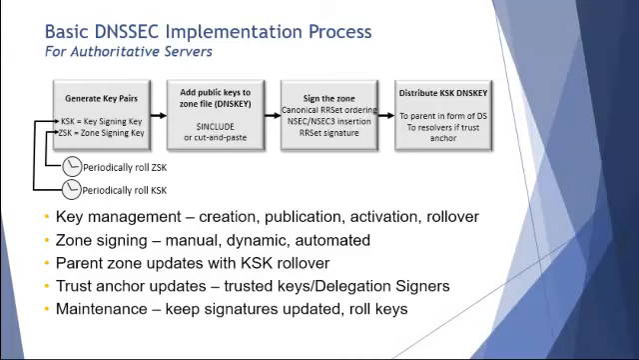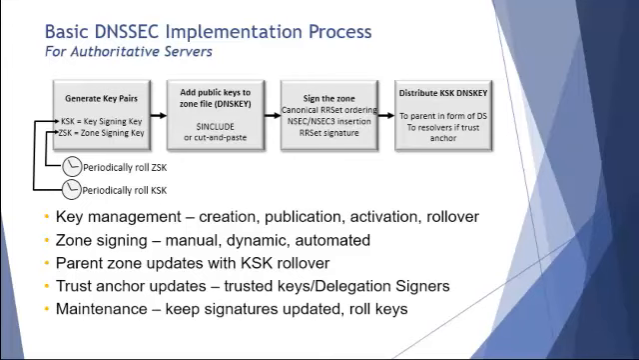The maintenance is basically keeping signatures updated. Signatures have an inception and expiration time, so information needs to be re-signed periodically, and that is typically done on an automated basis by major implementations of DNSSEC. And then you've got the roll process, as we just alluded to, because you've got caching going on in the DNS architecture.